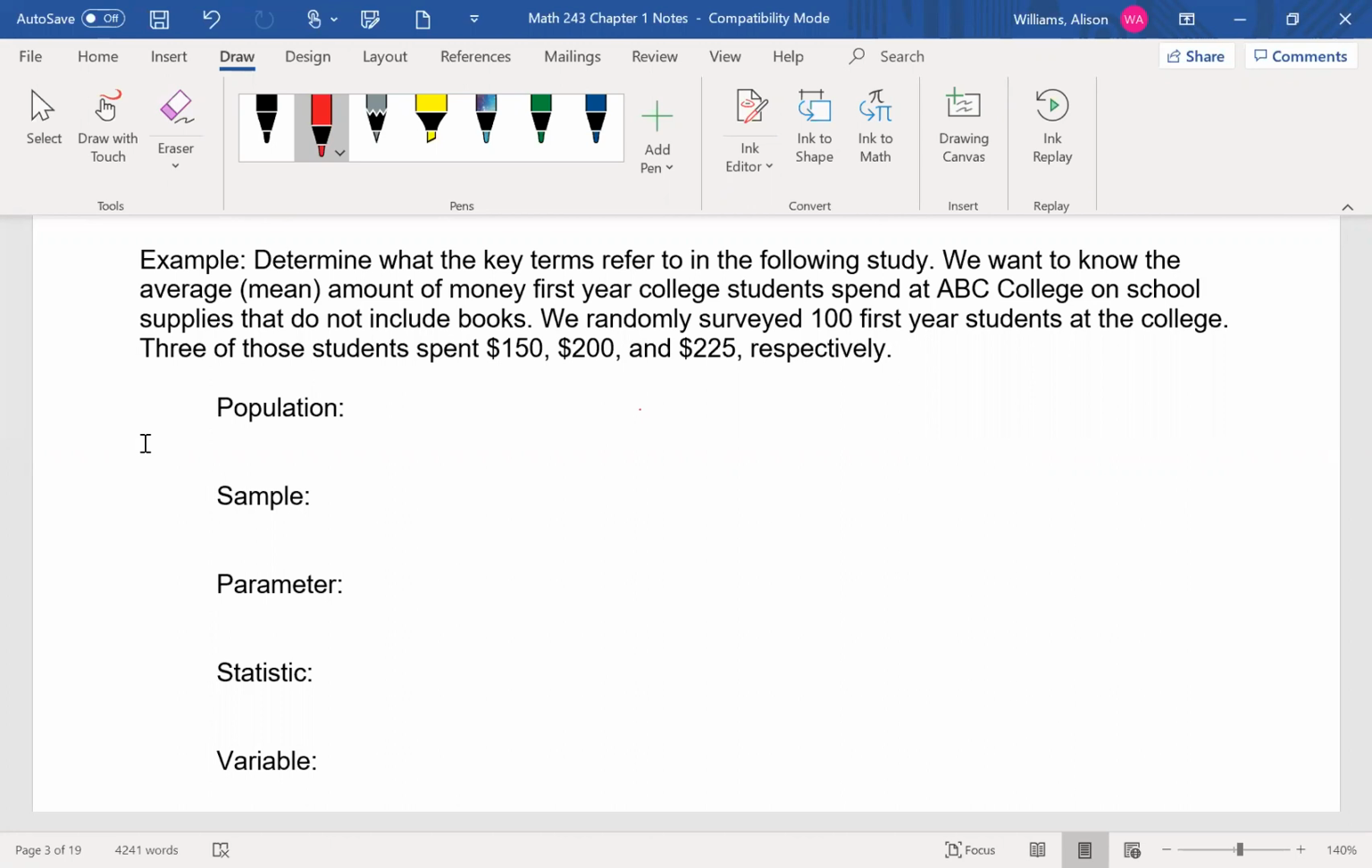The population we're looking at here is first year college students, who are probably going to spend more because they're just getting going, figuring out what their major needs are, and settling down. So first year college students.